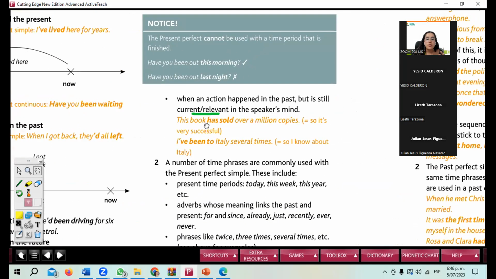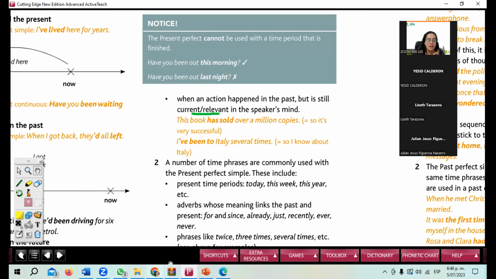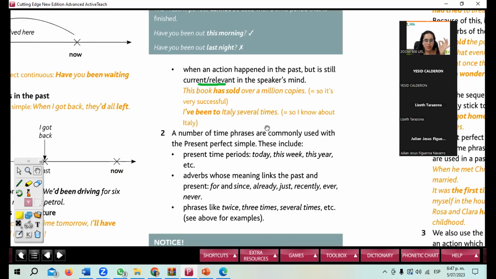Entonces, si yo digo, the book has sold over 1,000,000 copies. También podría decir, the book sold, sell, I don't remember. Okay, the past form of the verb sell, I forgot. Yes, so the book sold over 1,000,000 copies. O the book has sold over 1,000,000 copies. En ese caso, pues sería de percepción de quien habla, ¿no? El libro vendió 1,000,000 de copias o ha vendido más de 1,000,000 de copias, ¿ok? This is still current or relevant in my mind.